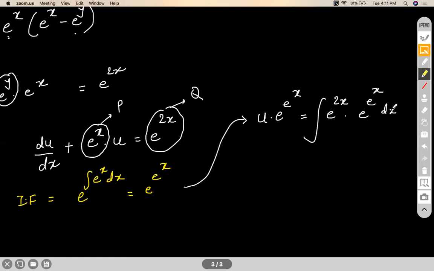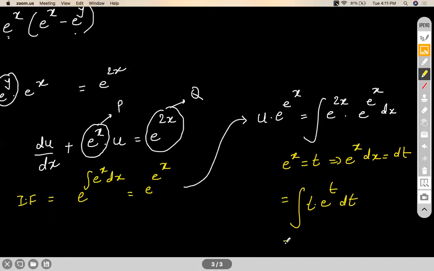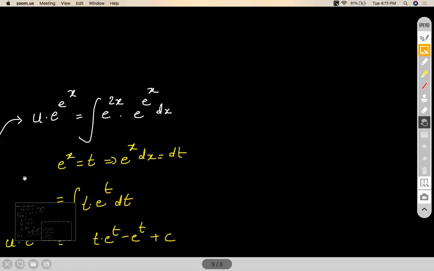Okay. Now integrating this again requires your integration skills. What I would take over here is e to the power x as your t. So e to the power x dx will become dt. Correct. So I will borrow an e to the power x from here. So it will become, correct me if I'm wrong, t e to the power t dt. We all know how to integrate this by parts. So it will be t e to the power t minus e to the power t plus c. And on the left hand side, you will have u e to the power x. Now please replace your u and t back.